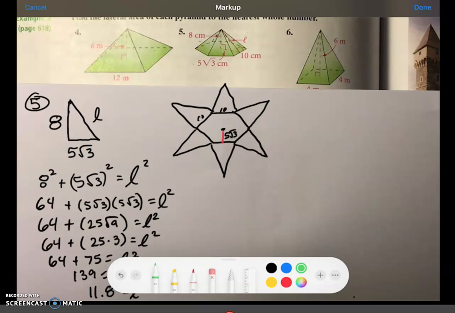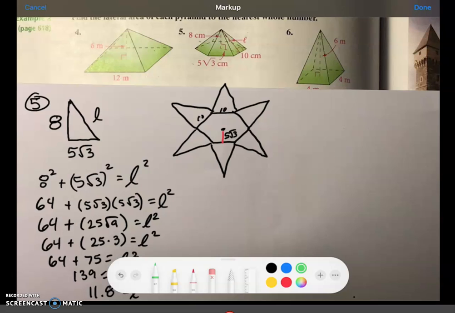All right, we're going to do a couple of harder problems here on page 620. I'm going to start with number 5. We're going to figure out the surface area of this pyramid here. They actually asked for lateral area, but I'm going to do the surface area as well.